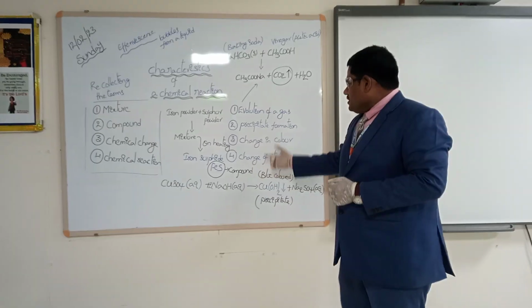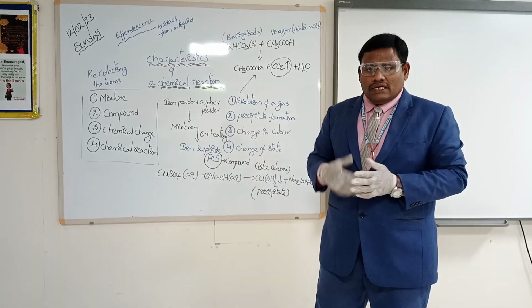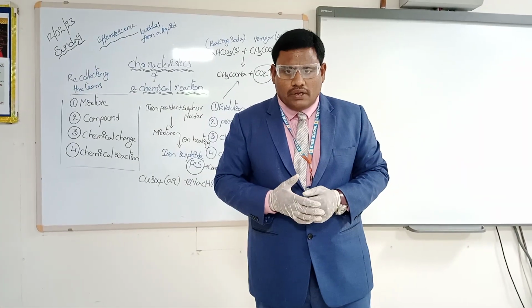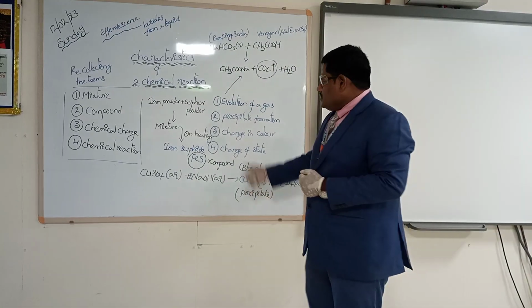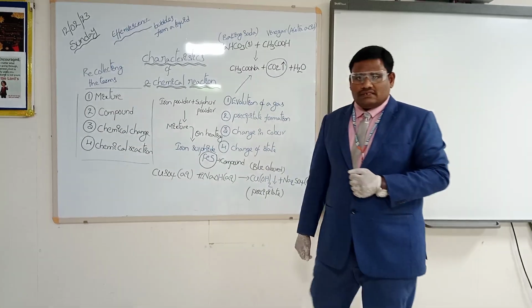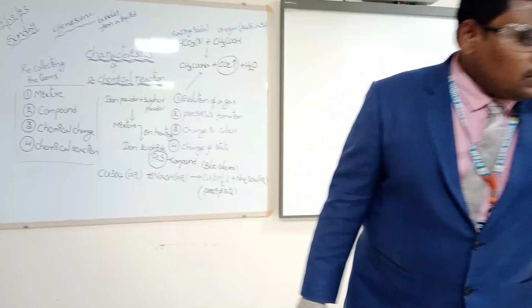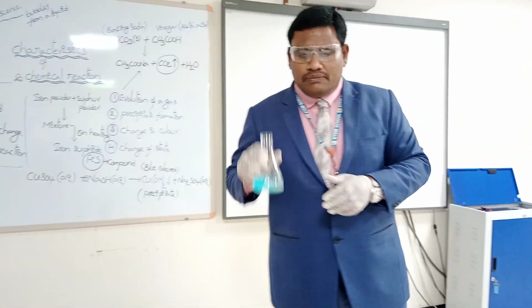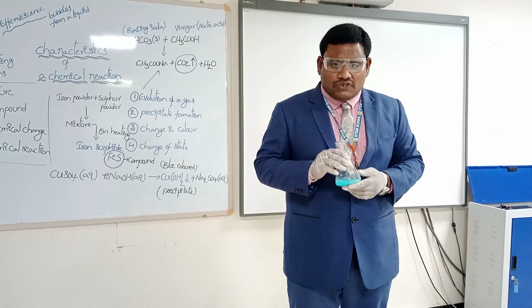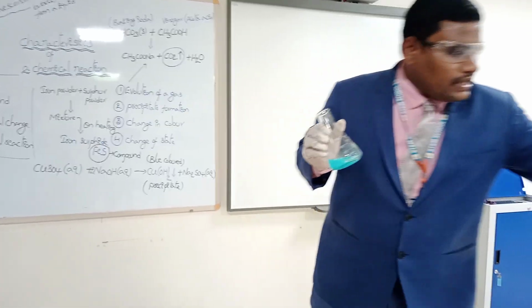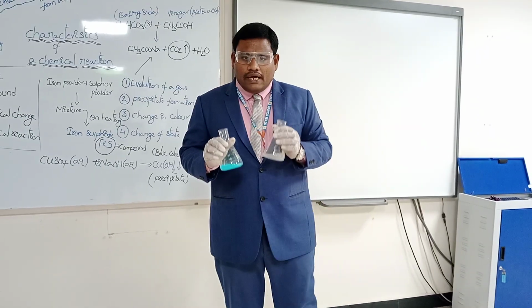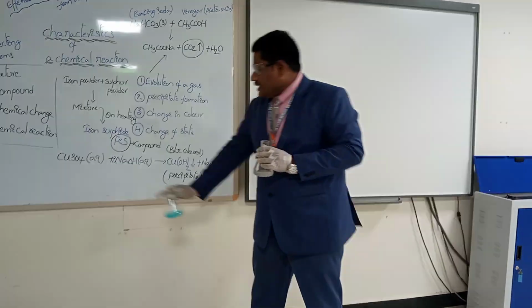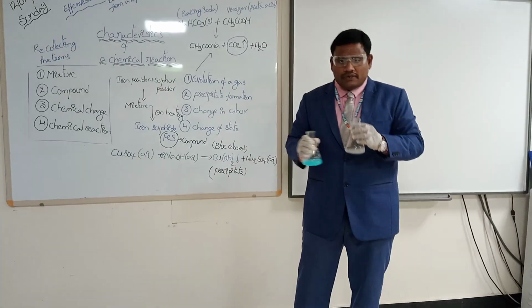And the next one, precipitate formation. A chemical reaction also can involve precipitate formation. If it involves a precipitate formation, we can say that it is a chemical reaction. I can prove that by using a small activity. I am going to take copper sulfate aqueous solution in this conical flask, and I am also taking some aqueous sodium hydroxide. Now I would like to add this sodium hydroxide solution to the copper sulfate solution.